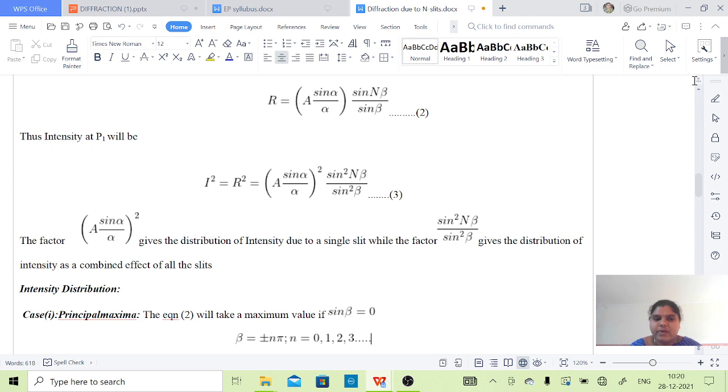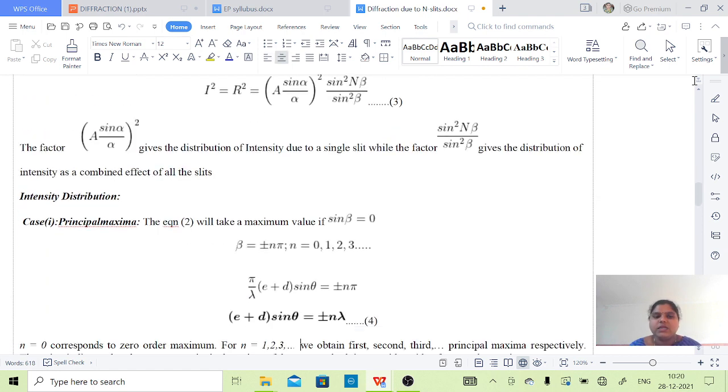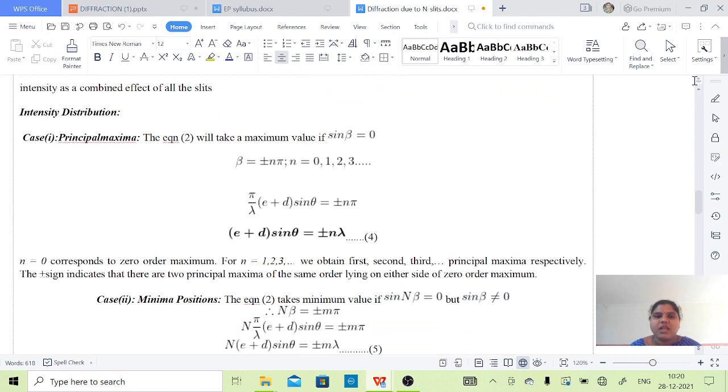Let us see how the intensity will be distributed in the case of principal maxima, secondary maxima, and minima conditions. Let us see the first case, the principal maxima. That means equation 2 will take a maximum value. For the condition of principal maxima, sin beta equals 0 but sin n beta is not equal to 0. So beta equals plus or minus n pi, where n equals 0, 1, 2, 3 and so on.